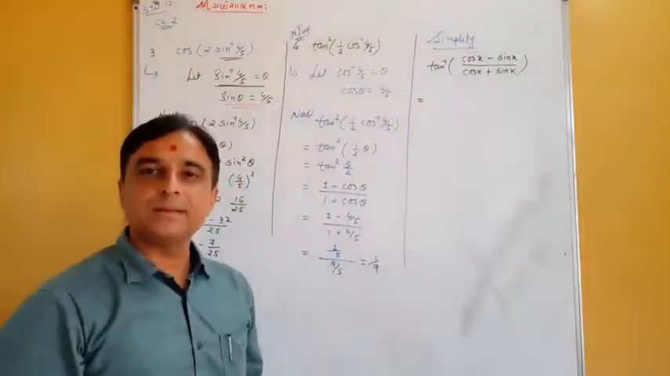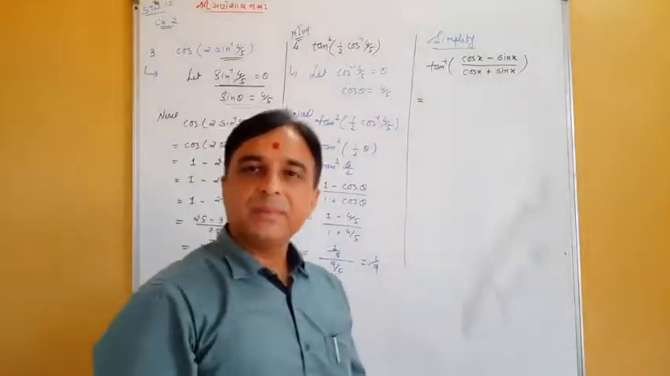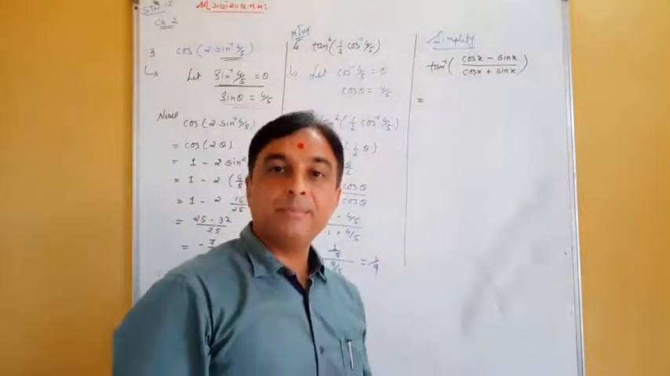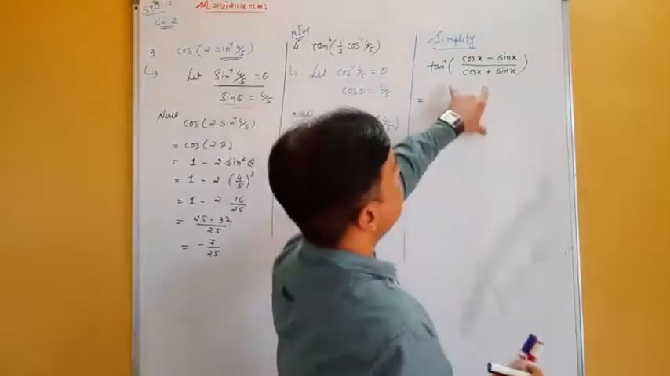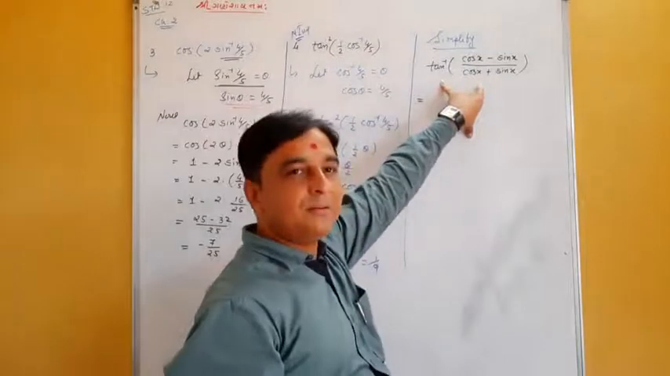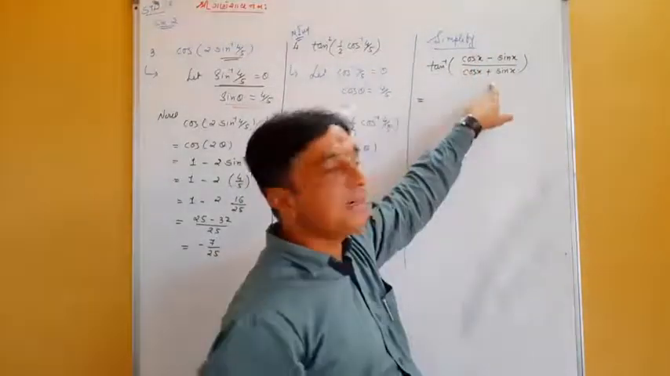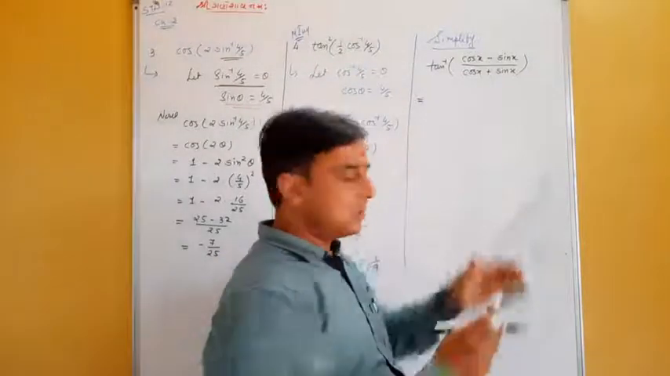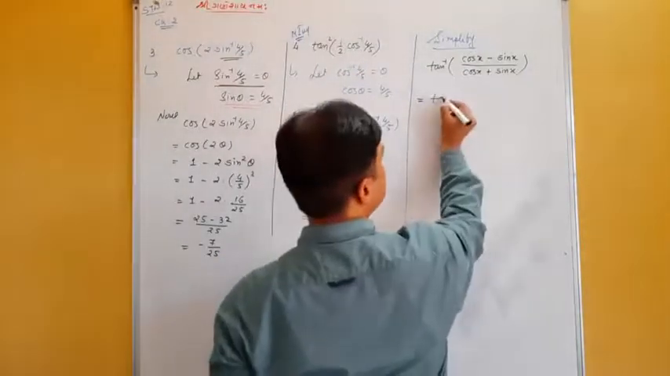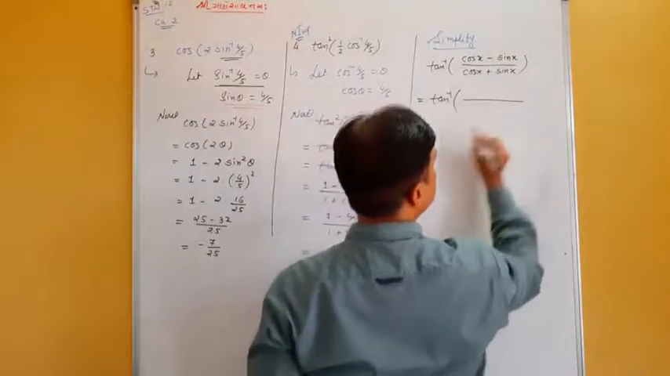Simplify these functions. Tan inverse of (cos x minus sin x) upon (cos x plus sin x). So we have to simplify this. For that, what do we need? This whole function in terms of tan. Then we can cancel it. So to make this function in terms of tan, what can we do?